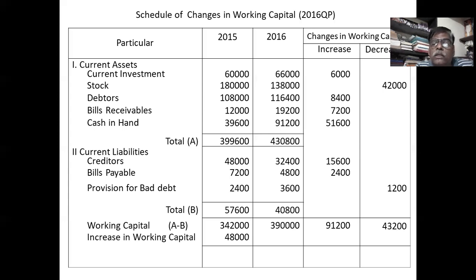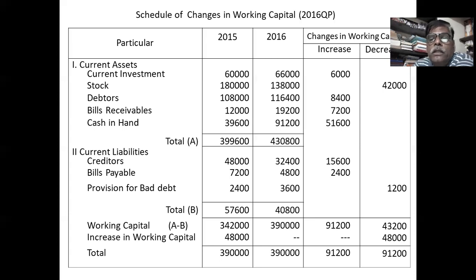In the same way, you take the difference of third and fourth column. So difference is 48,000. You write in the deficit column. Okay. Now you take the total. The total is 3,90,000, 3,90,000, and third column total is 91,200. Last column 91,200. Okay.